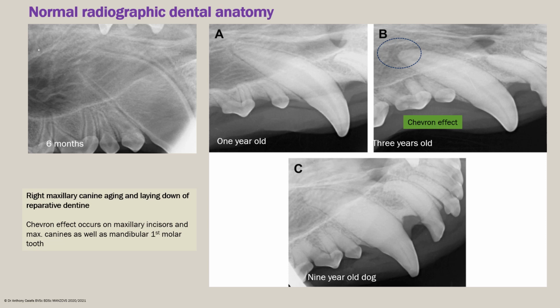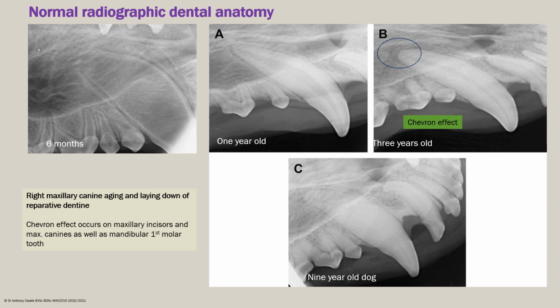The apex is closed, and we have this effect called the chevron effect, which is an apical lucency, an even apical lucency around the end of the root of the tooth. And we see this in certain teeth, such as the maxillary canine tooth, the incisor teeth, and the mandibular first molar tooth. And this is normal, so don't confuse this with pathology.